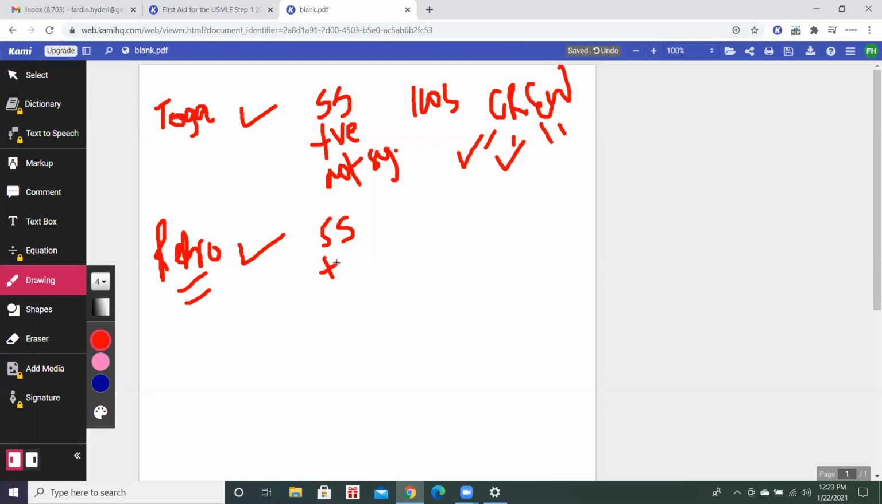Is it linear or circular? Which viruses are circular? Arena, Bunya, and Delta virus. Okay. Is it icosahedral or is it helical?